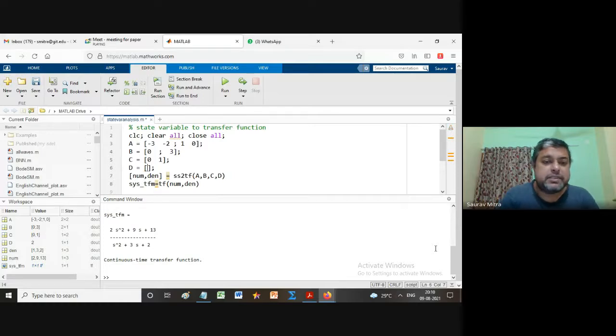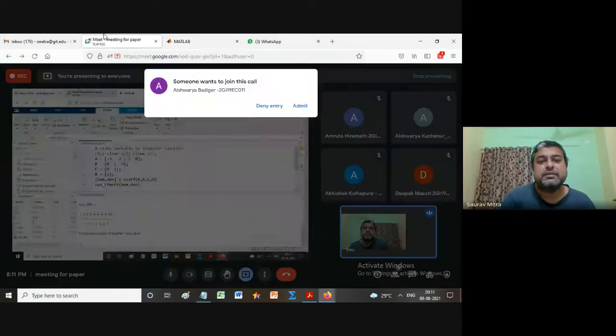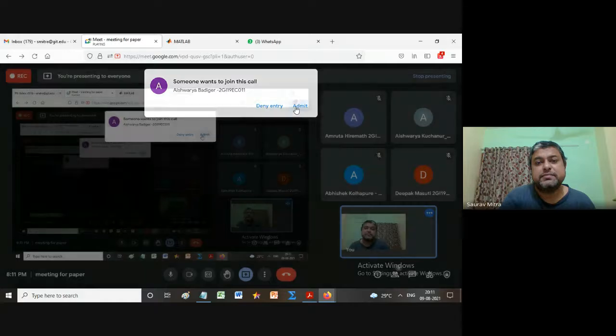I asked you whether it's a proper transfer function. What is the definition of a proper transfer function? The numerator polynomial should have a lesser degree than the denominator polynomial. The denominator polynomial has the highest order s square. The numerator also has the highest order s square. So in both cases, the highest order is s square. That means this is called a strictly proper transfer function.